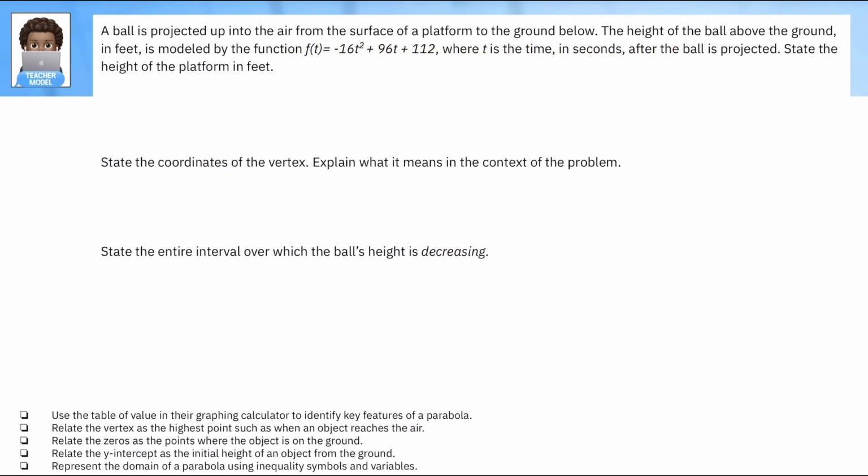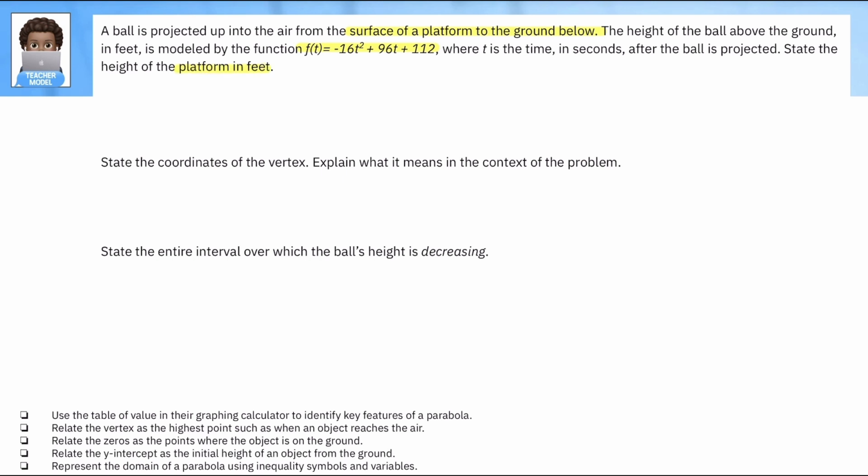All right, let's try one on your own for guided practice. I'm just gonna read through and identify some of the notes I'm annotating, and then you're gonna hit pause and start solving. The ball is projected up in the air from the surface of a platform to the ground. So that's important. I want to name that. You're on a platform to the ground. The height of the ball above the ground in feet is modeled by the function right here. T is time in seconds after the ball is projected. State the height of the platform in feet.